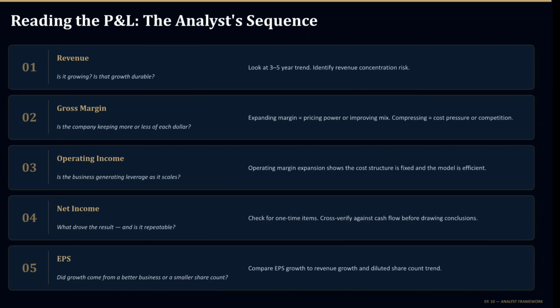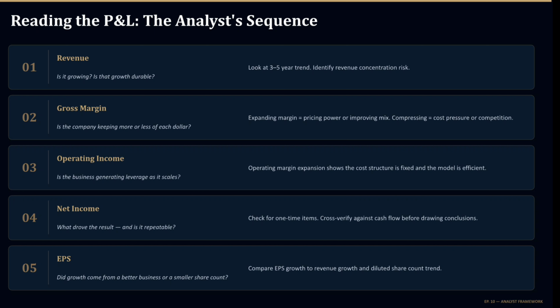Here's how a fundamental analyst reads the P&L in sequence. Start at the top. Is revenue growing? Is the growth durable? Move to gross margin. Is the company keeping more of each dollar over time or less? Look at the operating income. Is the business generating operating leverage as it scales?